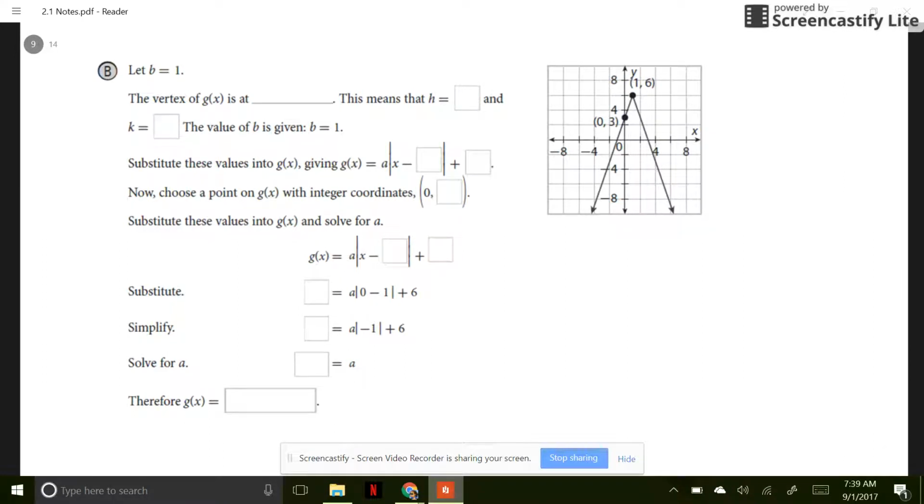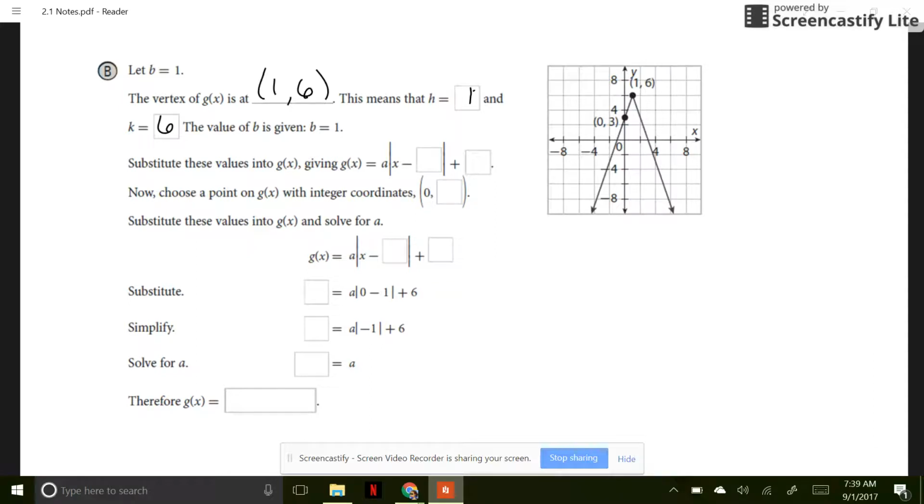So we have an example here. We're given a graph. And again, we're going to let b be 1 since that represents that horizontal dilation that we're not really worried about. So the vertex of our graph we can see here is at (1, 6). So that means that horizontally our h is 1 because we're moving to the right. k is 6 because we're moving up. So again, we said the value of b is 1.